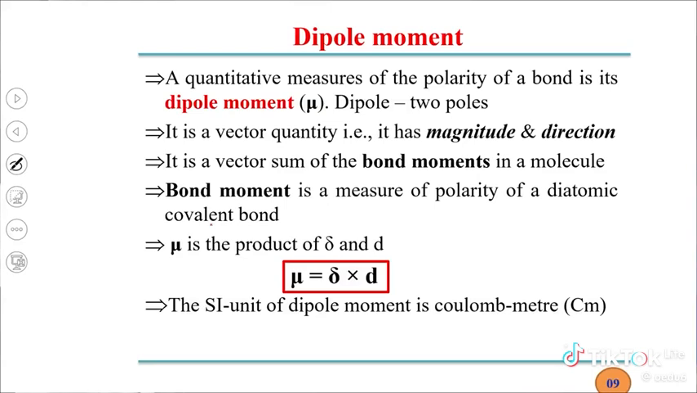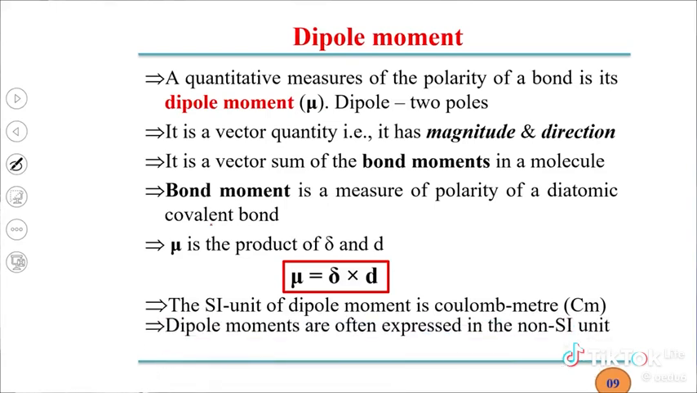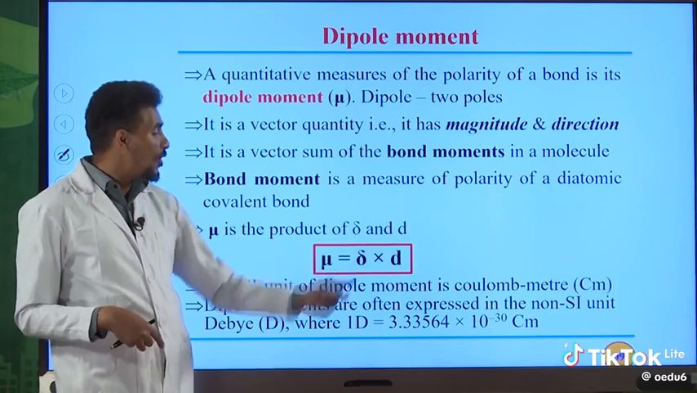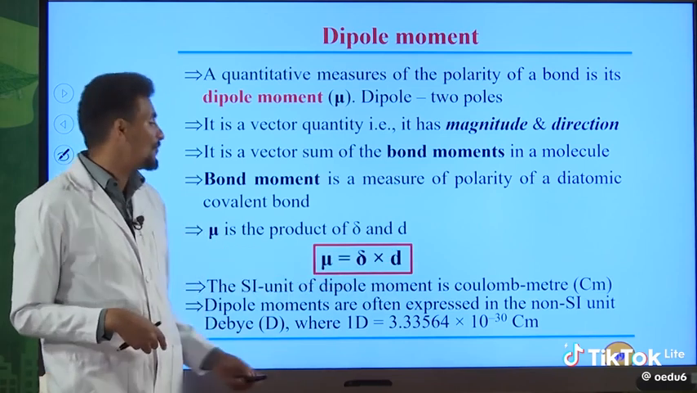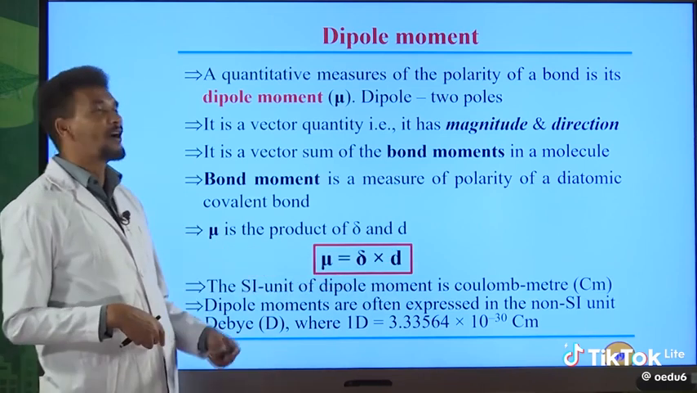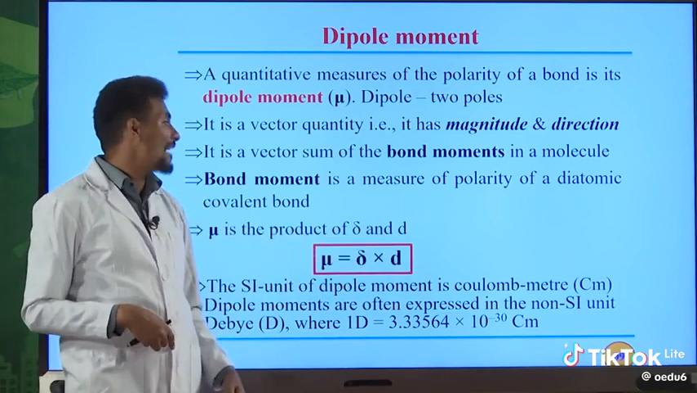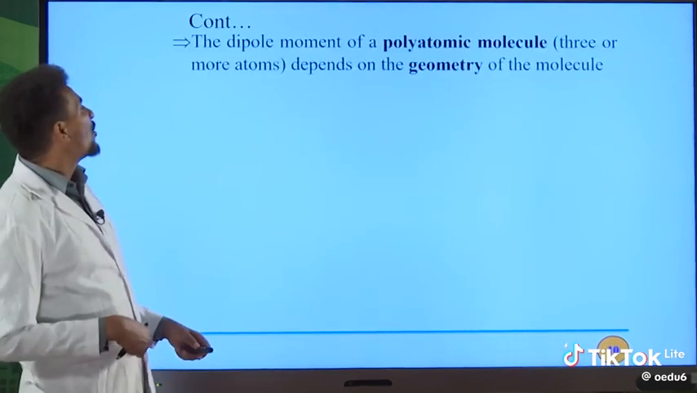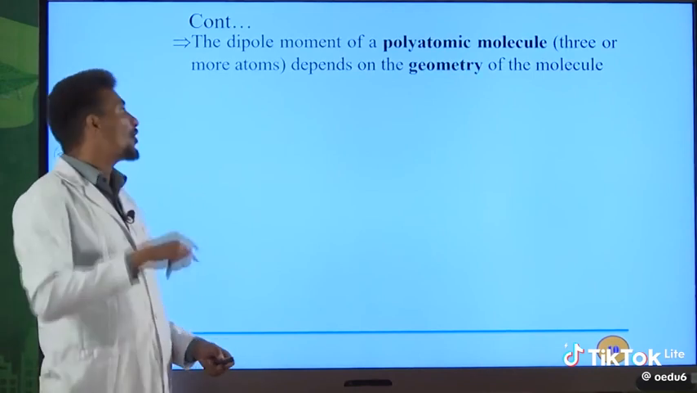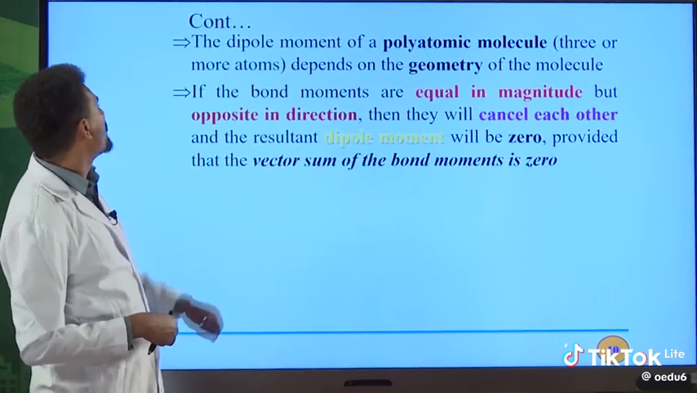identify whether the molecule is polar or non-polar, and the dipole moment can be calculated by using this formula. The SI unit of dipole moment is Coulomb meter, and dipole moments are also often expressed in the non-SI unit debye, and 1 debye is equal to 3.33564 times 10 to the power of minus 30 Coulomb meter. So by using dipole moment, we can identify whether the molecule is polar or non-polar.